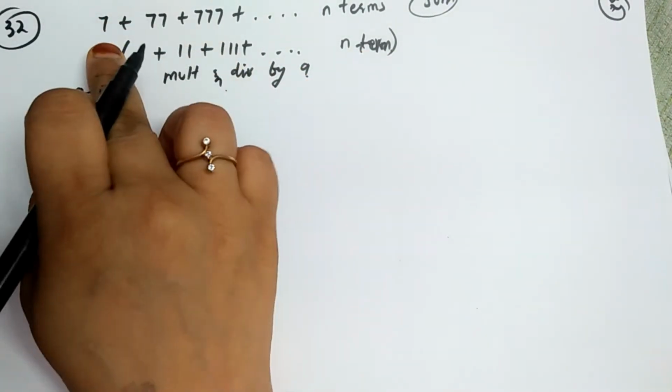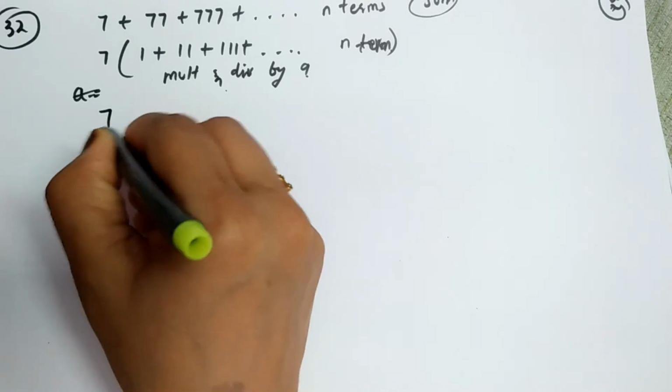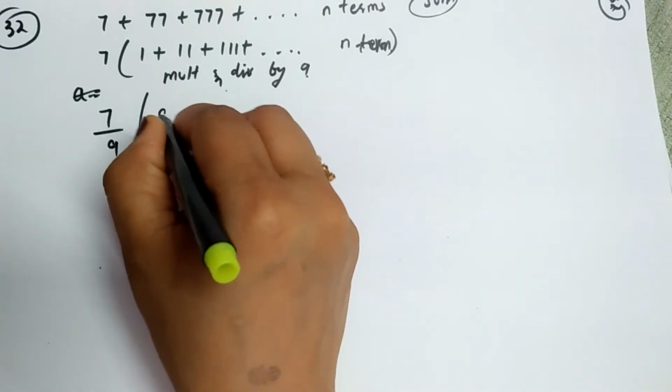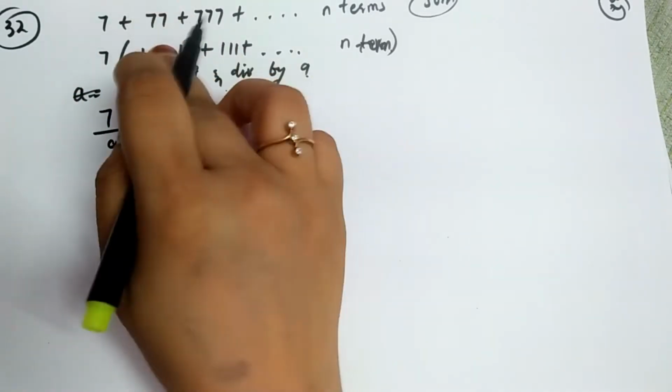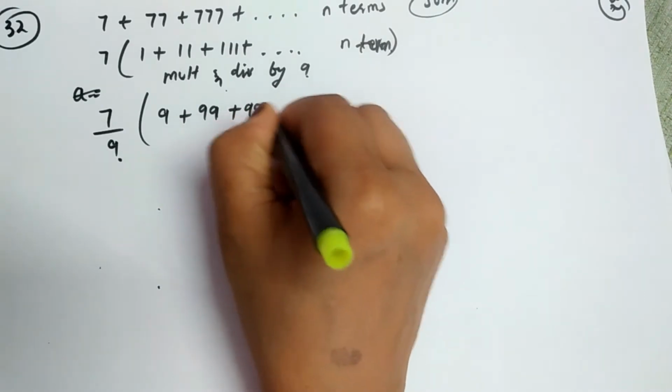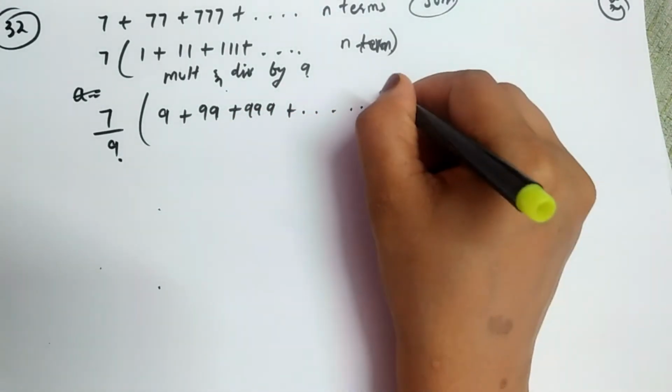Okay, so we are dividing and multiplying by 9. So we are dividing by 9 and multiplying with 9. Okay, so it will be 9 into 1 is 9, 9 into 11 is 99, plus 9 into 111 is 999, and so on. Okay, n terms.